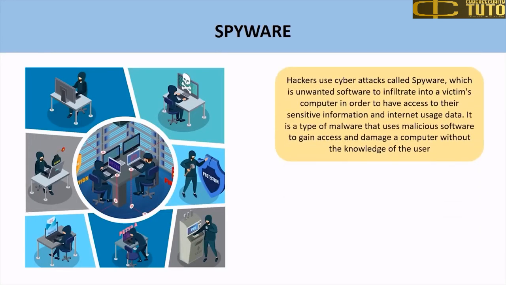The next type of cyber attack is called spyware. Hackers use spyware, which is unwanted software, to infiltrate a victim's computer in order to have access to their sensitive information and internet usage data.